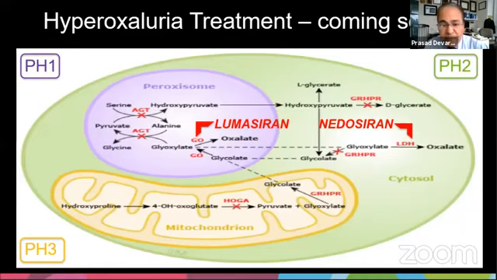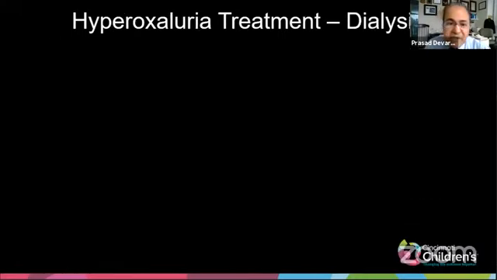We think it'll be available in the next 12 months or so. And the beauty, like I said, is it's just given once every 3 months. A subcutaneous injection can be given by the patient or family at home. So we're hoping that in the next 1 to 2 years, the really bad prognosis associated with the hyperoxalurias is going to change dramatically. But not today.